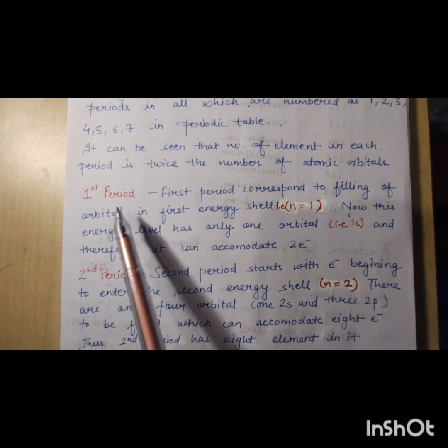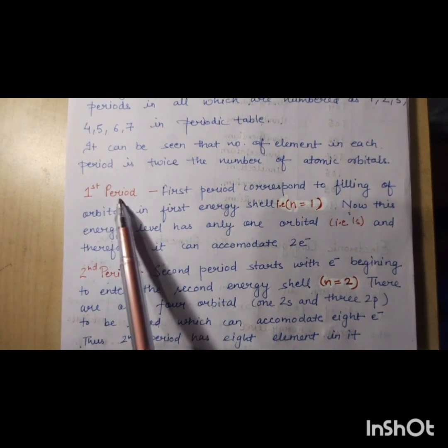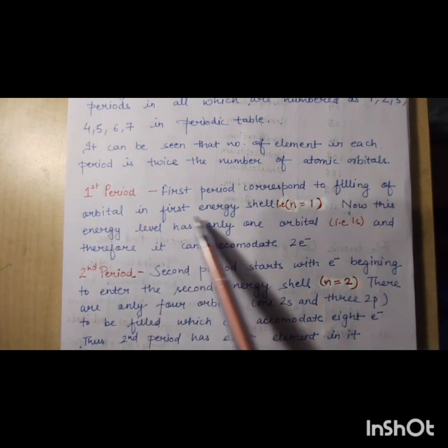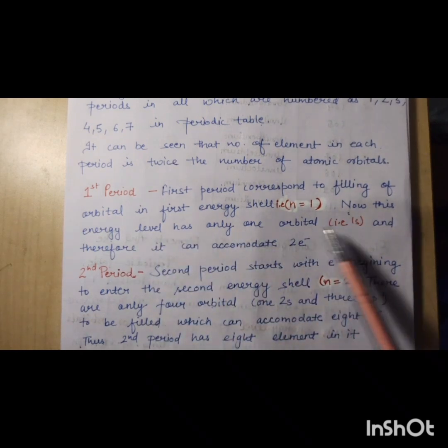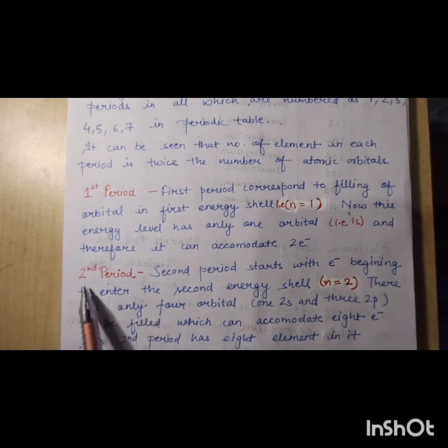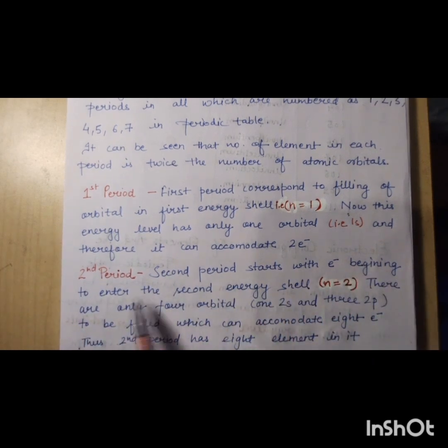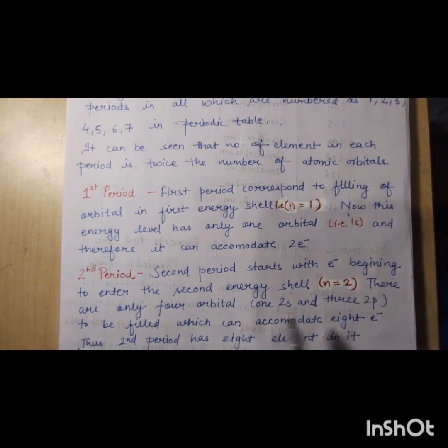Now we will see the period description, that is the first period. The first period corresponds to the first energy level, that is n is equal to 1. Now this energy level has 1 orbital, 1s, and accommodates 2 electrons, as you see. In the second period, electrons begin to enter the second energy shell, that is n is equal to 2. There are 4 orbitals, 1 2s and 3 2p to be filled, which can accommodate 8 electrons, that is twice the number of orbitals.